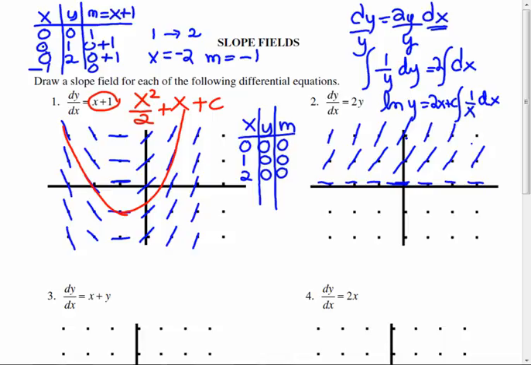Because I'm trying to look at a picture. Not everything can be solved. So you can't solve that one. We don't know how to solve it. But I can get a good picture of what it looks like. It's really a strange looking graph.